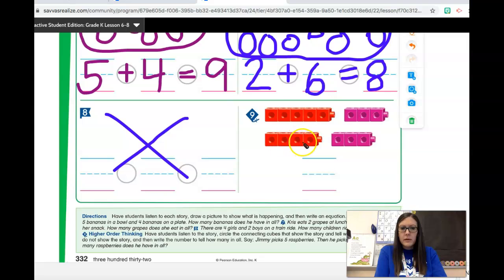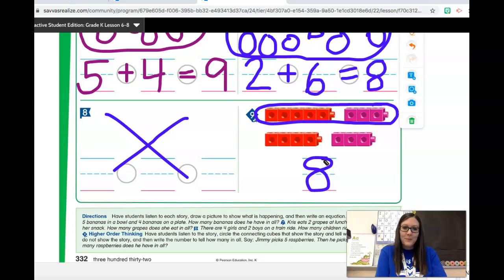1, 2, 3, 4. And 1, 2, 3. 4 and 3. That doesn't match the story, does it? My story said Jimmy picked 5 raspberries. Let's see if this matches. 1, 2, 3, 4, 5. And 3 more. 1, 2, 3. Yep, it's this set. How many berries did Jimmy pick in all? 5, 6, 7, 8. He picked 8 raspberries in all.